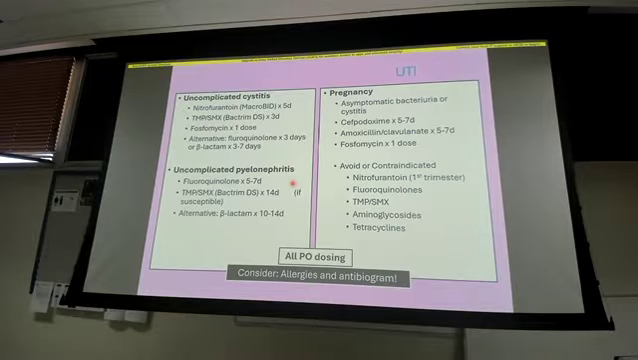Your uncomplicated pyelonephritis, so remember this has gone up further, right? So this is not consolidated or localized in just that urethra area in the lower tract. This has now gone up. So this is pyelonephritis. Now you see your fluoroquinolone, your Bactrim, and then you can also have the beta-lactam.